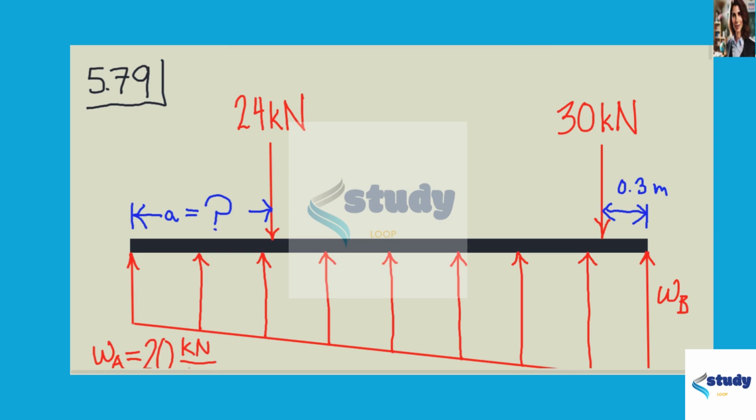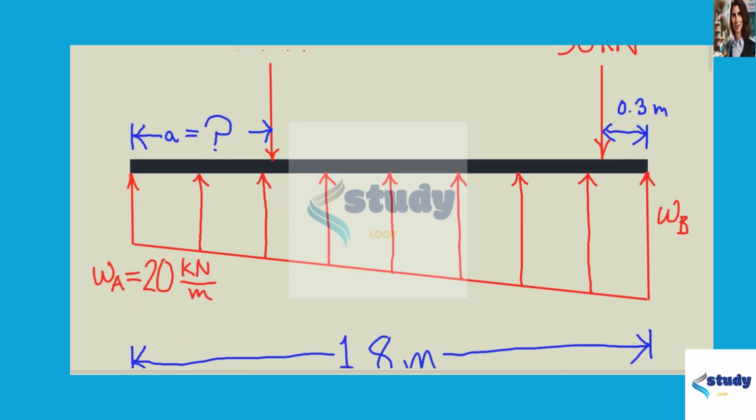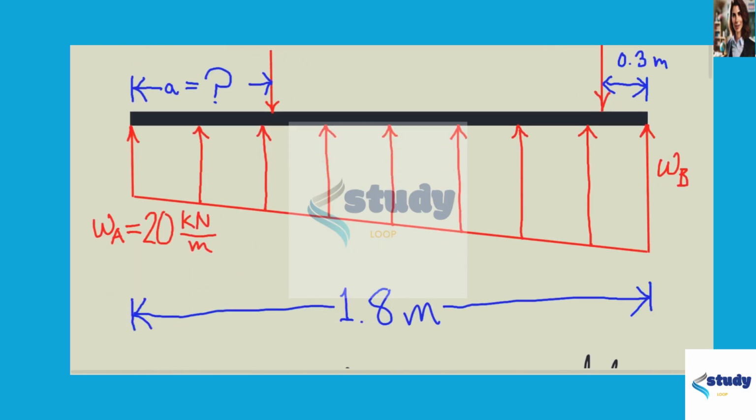In this problem, we are given a beam with two discrete downward-facing force vectors on the top, one at 0.3 meters from far right, one an unknown distance from far left. And on the underside of the beam, we're given a linearly varying force density that spans the entire length of the beam.